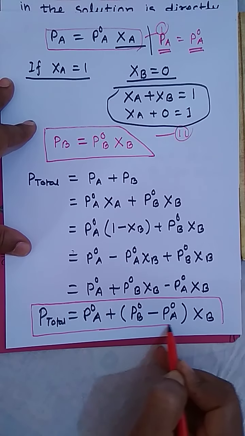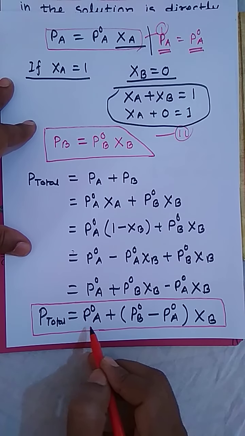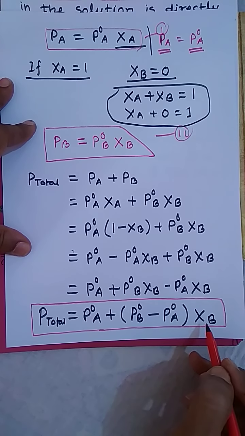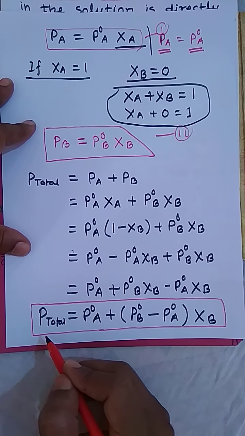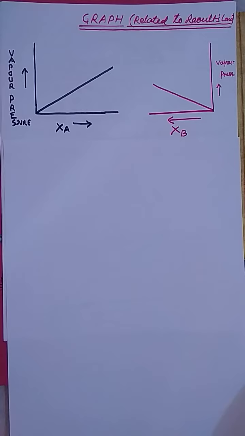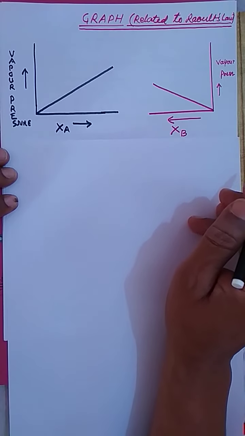Friends, if you know the value of P naught A, meaning the vapor pressure of pure solvent, the vapor pressure of pure solute, and the mole fraction of solute, then you can calculate the total vapor pressure, right? Now we will see the graph of Raoult's law, the graph related to Raoult's law.